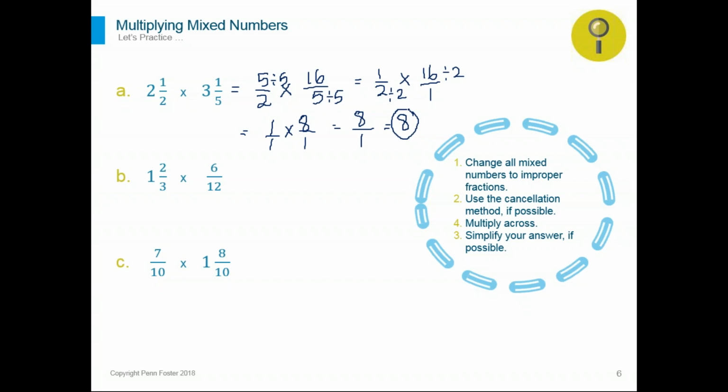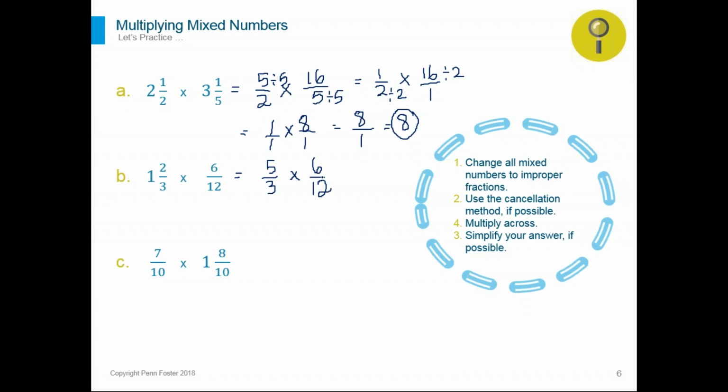Okay, let's do the same thing with B. The only difference in B is that we have a mixed number and a fraction. So we are not going to change both. We're only going to change the mixed number to an improper fraction, and the second one will just stay as is. And then we're going to do the cancellation method and then multiply across when done with canceling out all the common factors. So 1 times 3 is 3 plus 2 will give you a 5 over 3 times 6 over 12, which is already in fraction form.